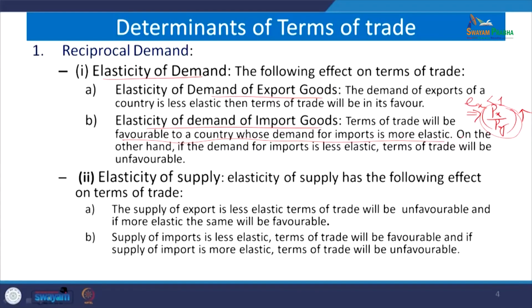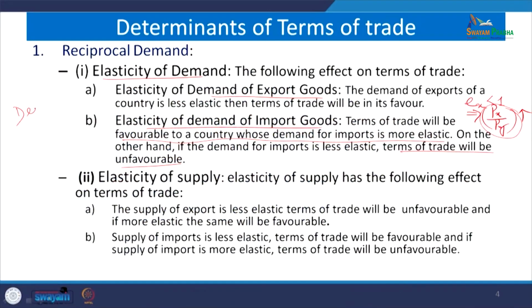On the other hand, if the demand for imports is less elastic, that means monopoly power is attached to it, and the effects of that monopoly power are derived by the other country, whoever is exporting. So terms of trade will be unfavorable. Similarly, this is one side of the story where we are emphasizing demand perspectives. What about supply?